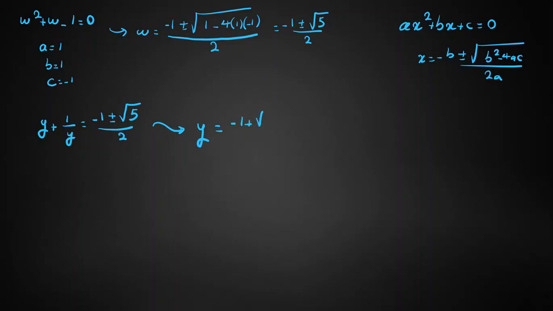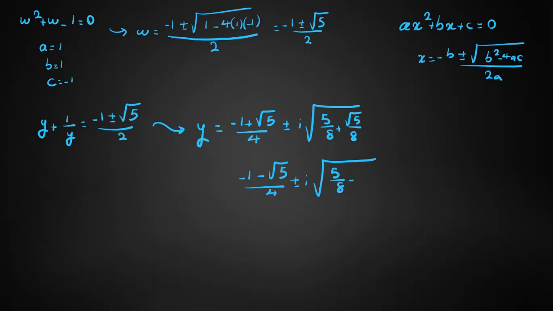The first one is minus 1 plus root 5 over 4, plus or minus i times the square root of 5 over 8 plus root 5 over 8. The second answer is minus 1 minus root 5 over 4, plus or minus i times the square root of 5 over 8 minus root 5 over 8. So we found 4 answers for y.